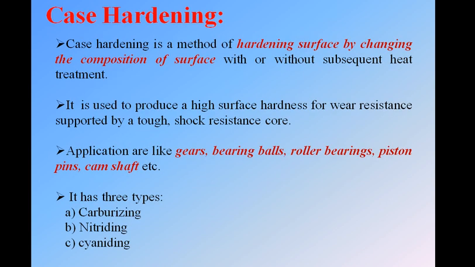first, case hardening. Case hardening means, case means what? The outer surface of the material. So case hardening is hardening the surface by changing the composition of the surface. Here we cannot use any flame or any current or anything.